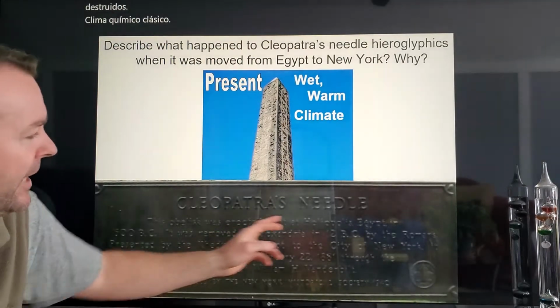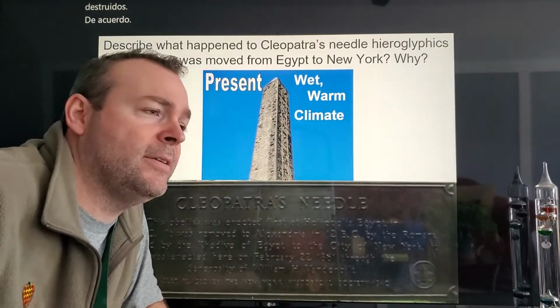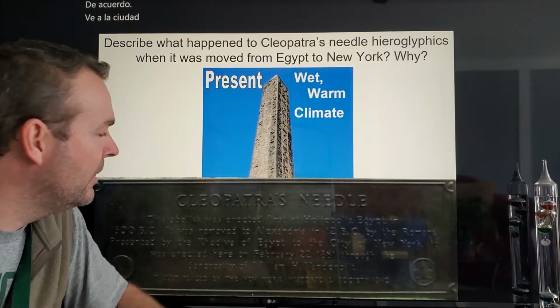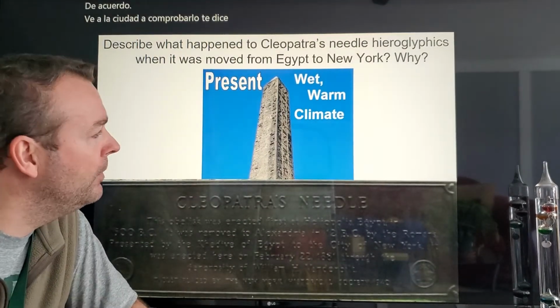Okay, there's a plaque at the base. If you do go into the city to check it out, it tells you a little about the story of Cleopatra and the story of the obelisk.